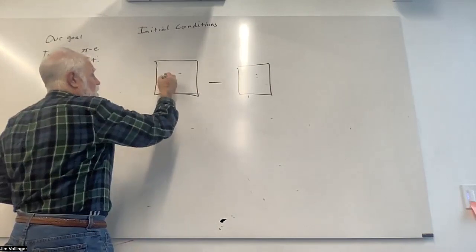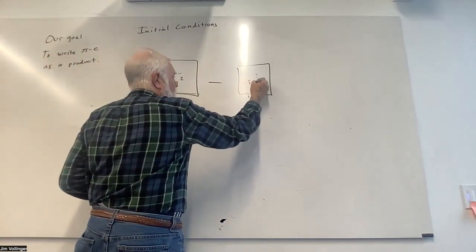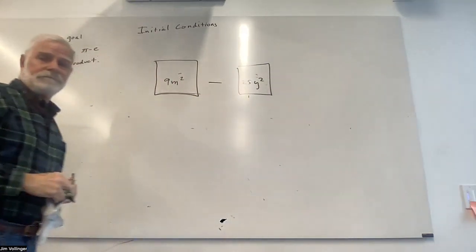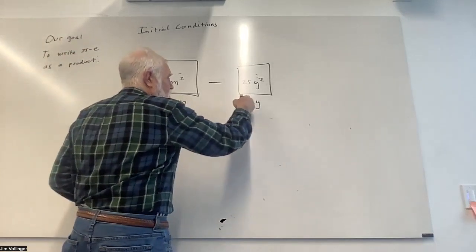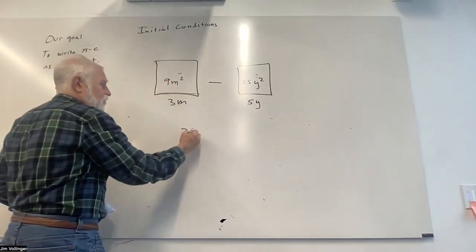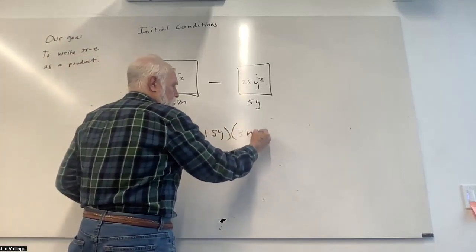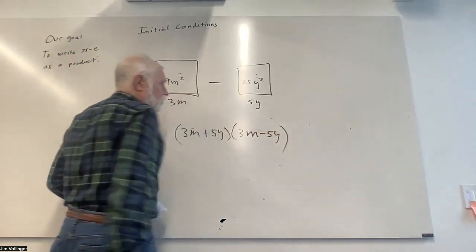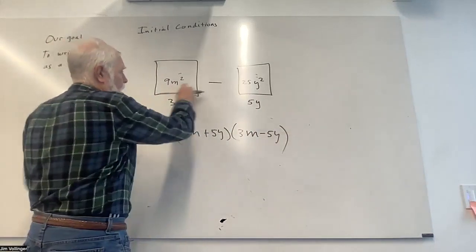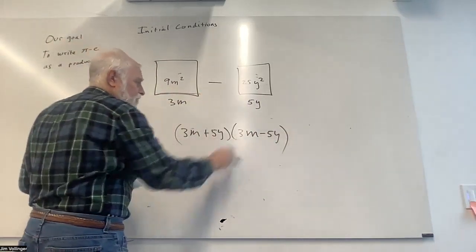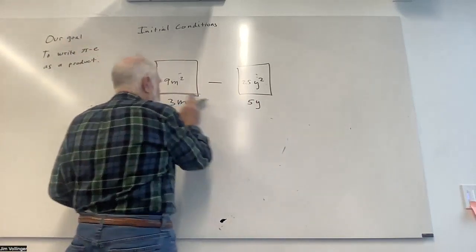Let's try 9m squared minus 25y squared. I think we're looking at 3m and 5y. So I guess we have 3m plus 5y times 3m minus 5y. And if we let y equal a number and m equal a number, that minus that should be the same as plugging the numbers in here as well. Now we'll get a little more difficult. Climb the ladder a little bit.